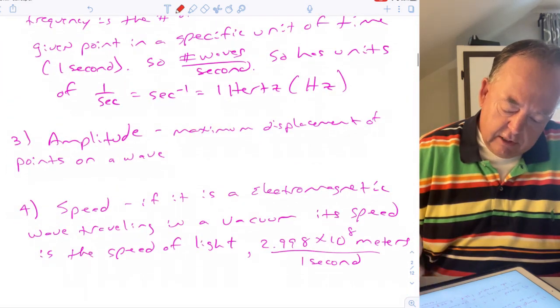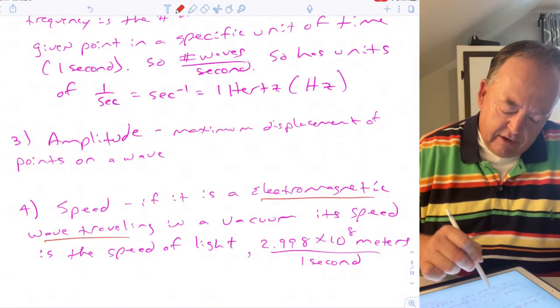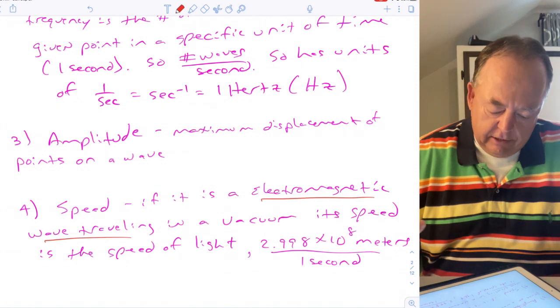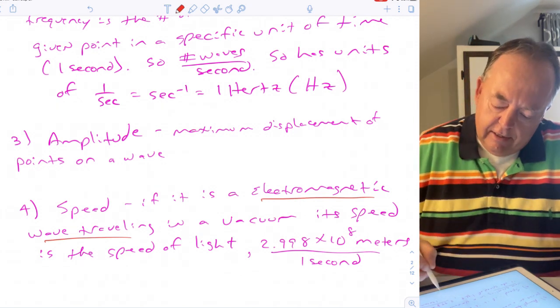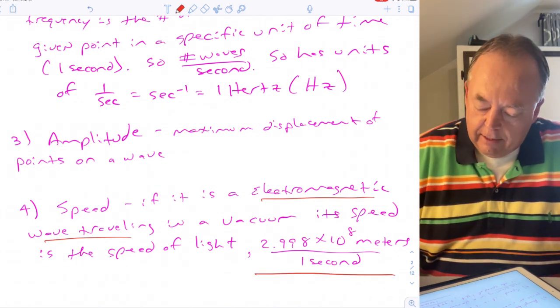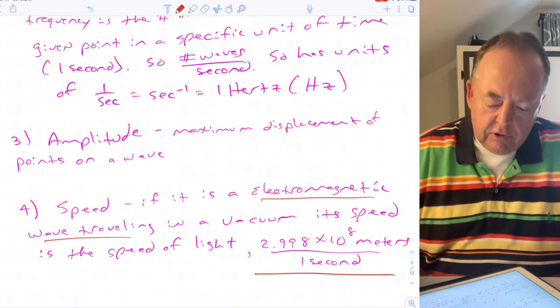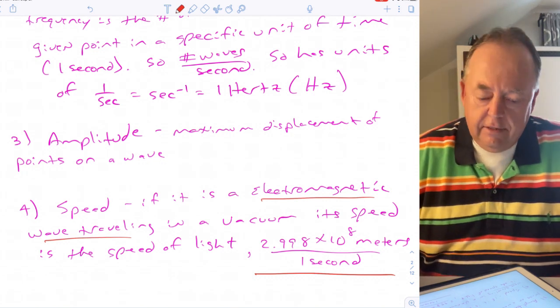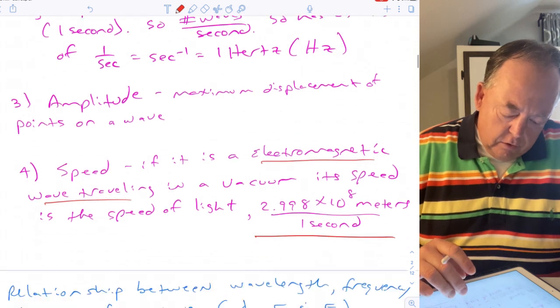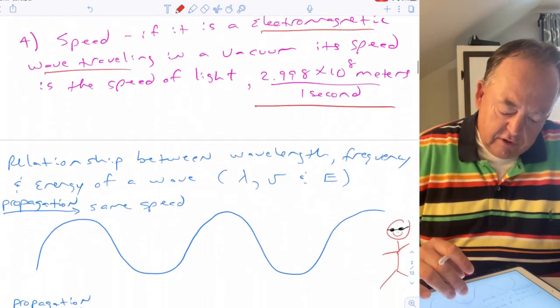If this is an electromagnetic wave traveling in a vacuum, say in space, then its speed is a constant, and its speed would be 2.998 times 10 to the 8 meters per second. So that would be the speed of light, right? Okay, so those are some basic features of a wave.